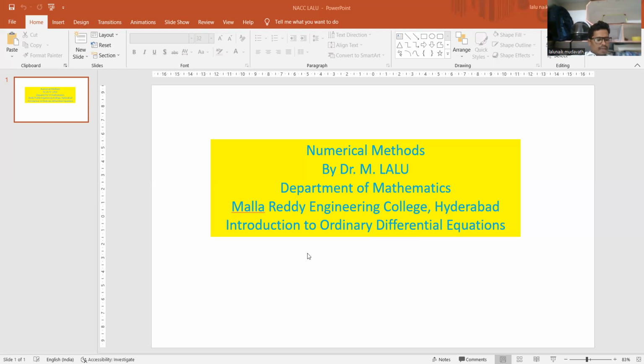For example, if I take this second order differential equation d square y by dx square plus y is equal to 0, and here the domain is the closed interval from 0 to 5. Then y of 0 is equal to 1 and y of 5 is equal to 1.